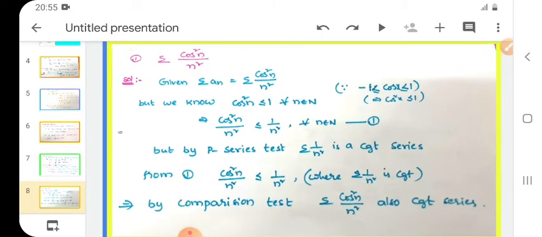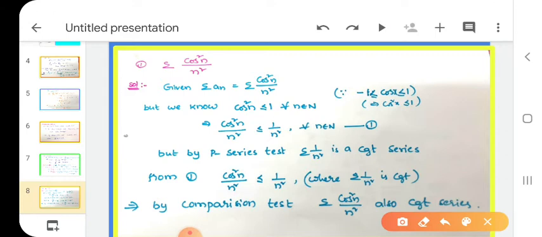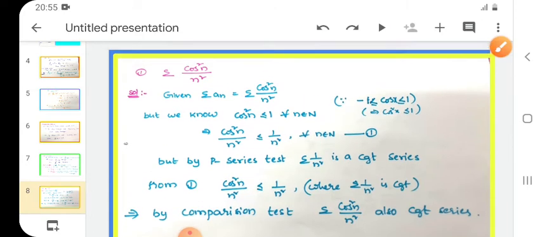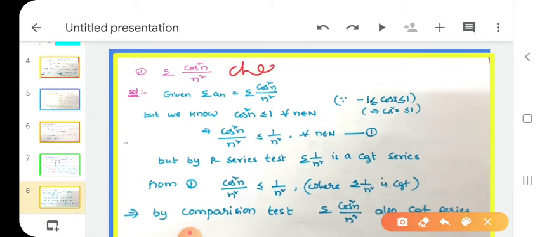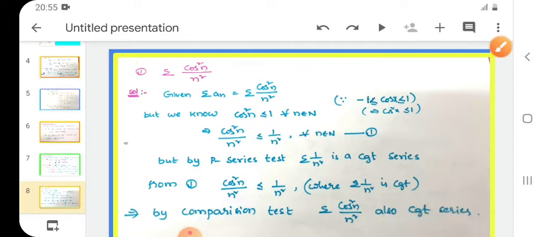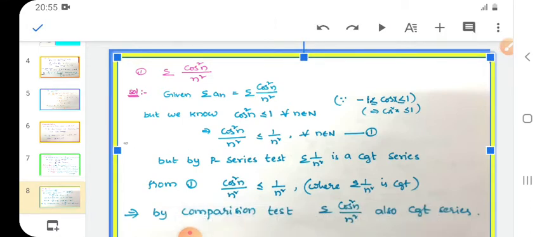See here, we have a problem. What we have to find here is whether the summation of cos square n by n square is convergent or divergent. Or check the convergence. Here we find whether the given series is convergent or not.